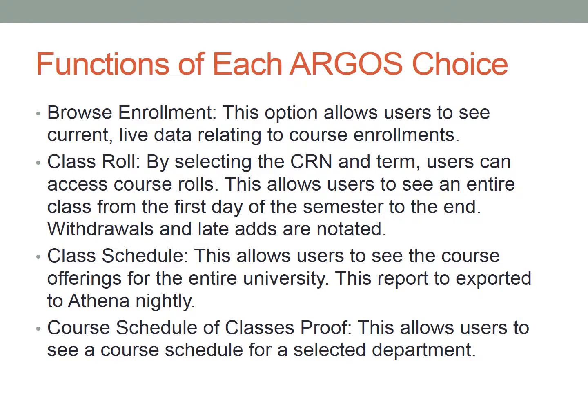So I'll just briefly go through the functions of each ARGOS choice, each of the selections that you have for the reports. The first is browse enrollment. It'll allow you to see live data relating to course enrollments for each course. This goes for all courses in the university.